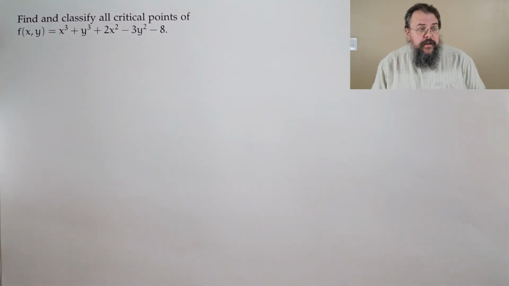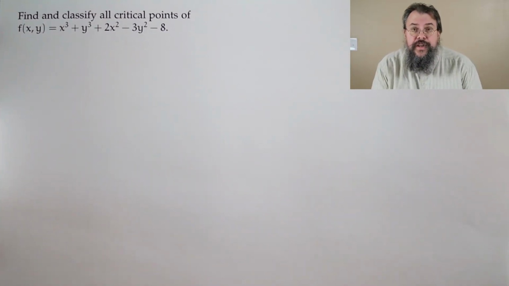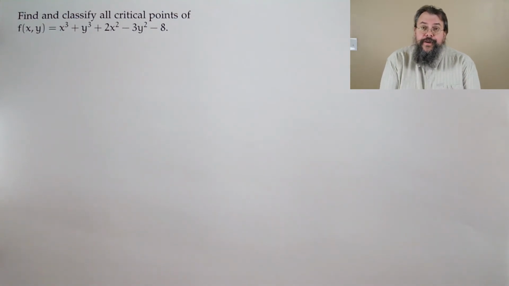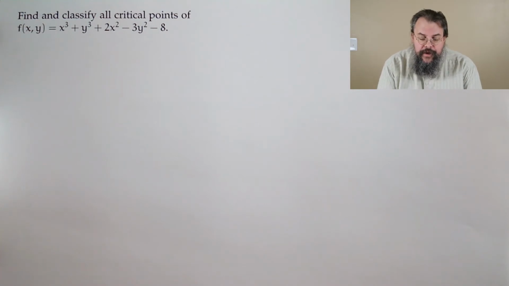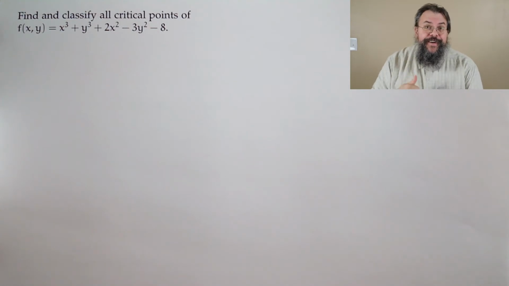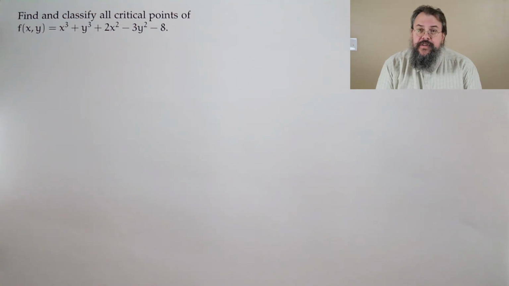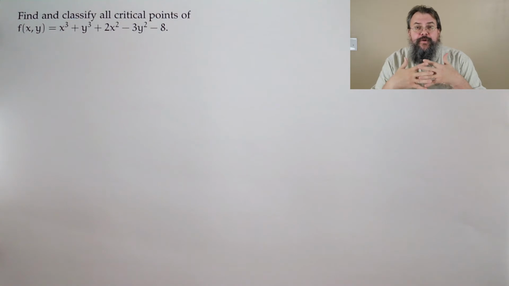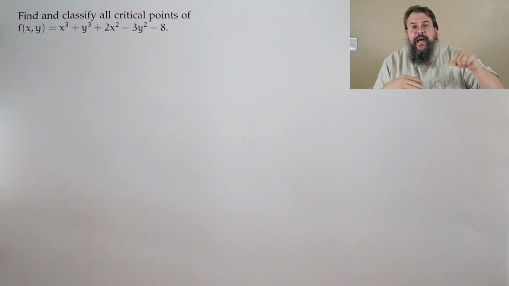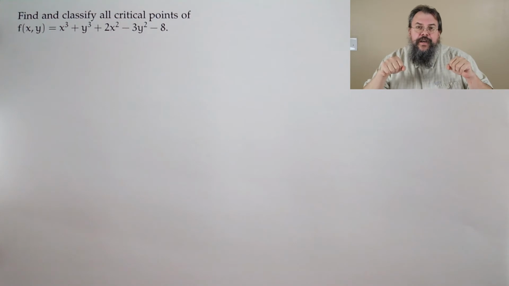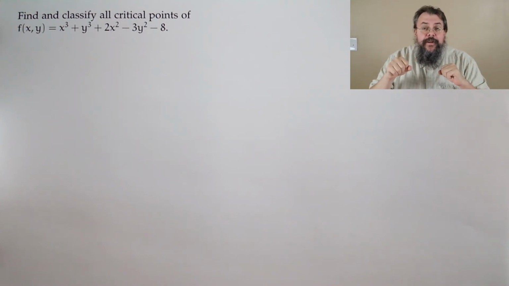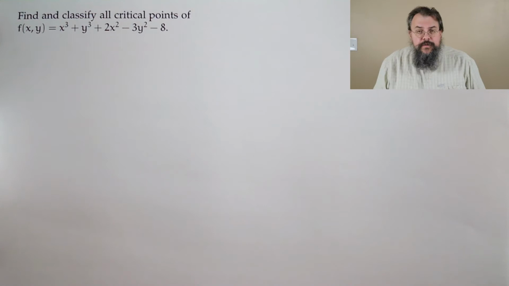Find and classify all the critical points of the function x cubed plus y cubed plus 2x squared minus 3y squared minus 8. Okay, wow. What a function. Well, don't worry. We'll have even more fun functions later on. In some sense, this function perhaps is not the most appealing on the surface because there's not a lot of interplay going on between x and y. There's stuff with x and there's stuff with y, but they really don't mesh together. And so it shouldn't be too bad.